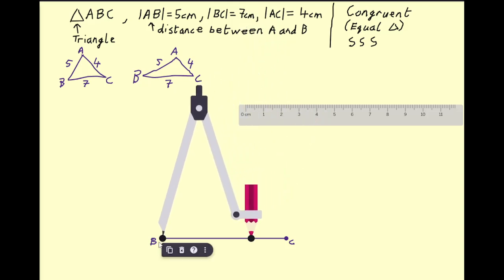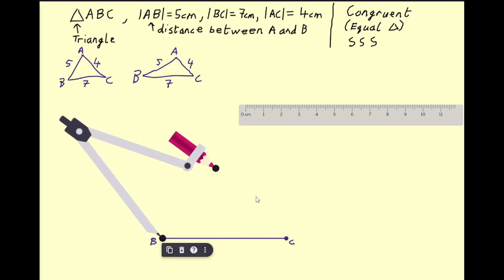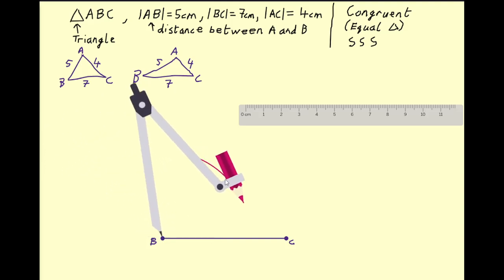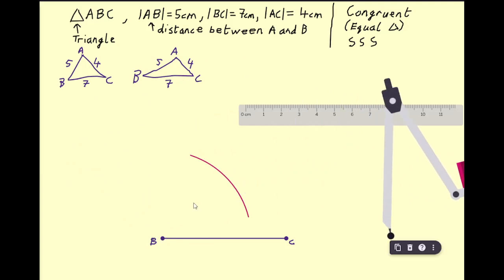I'd bring it down to my point B, and I would rotate it around. I know it's going to be somewhere up around here. I can be quite generous with my arc, but I don't want to make it a big circle. So I know that all of the points on this arc are going to be 5 centimeters away from B. So A has to be somewhere on that arc.